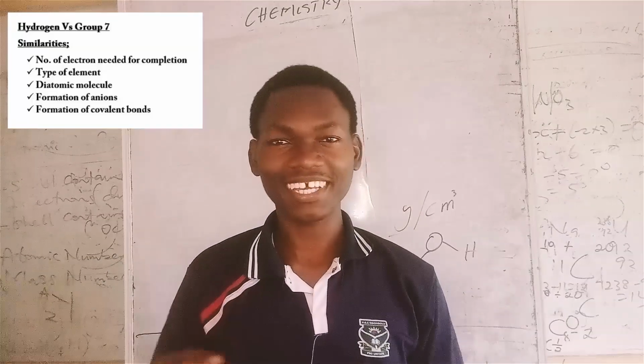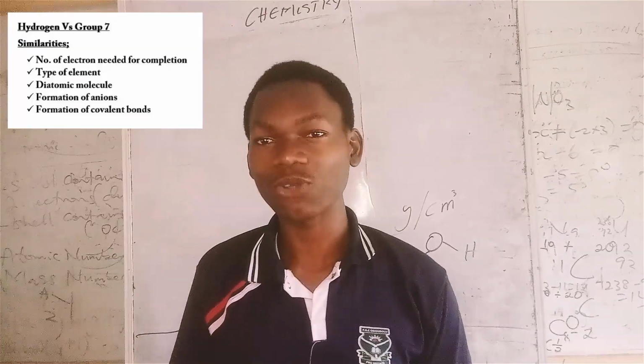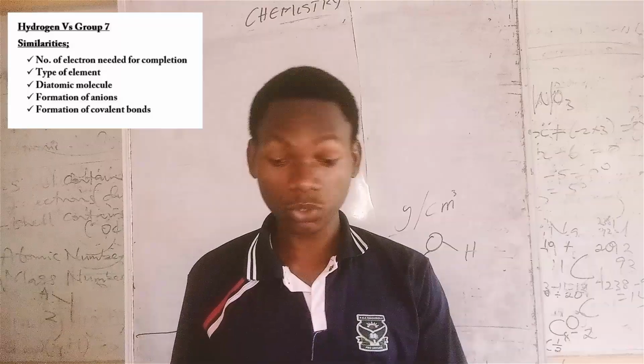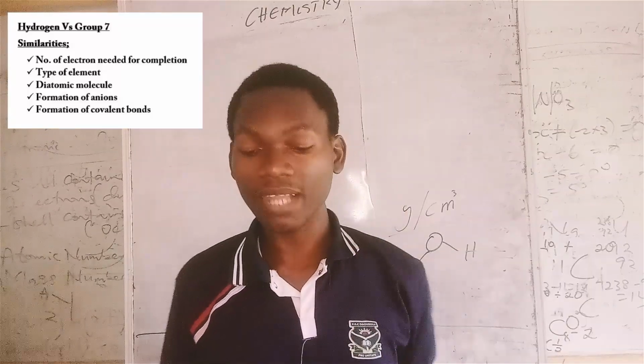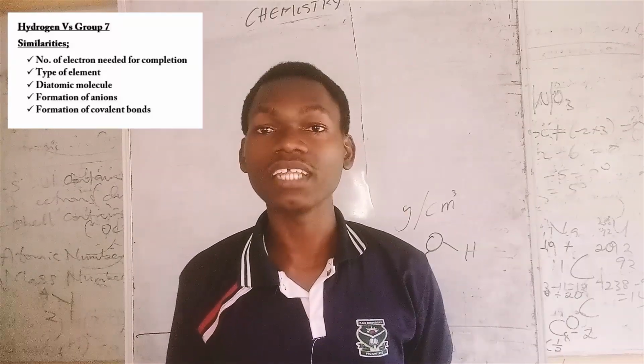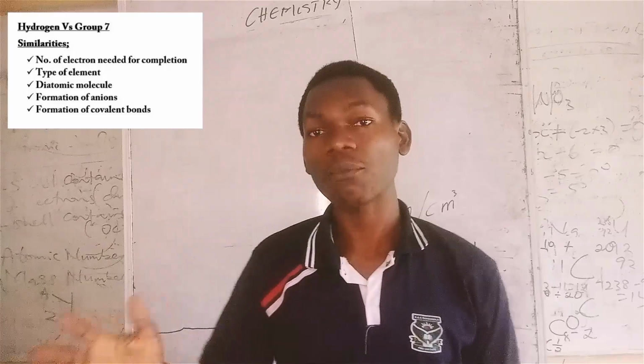Alright, now let's look at the similarities of hydrogen and the halogens. The names sound a bit similar, halogen and halogens, which are the 7 elements. Let's look at the similarities. Number 1 similarity is the number of electrons needed to complete its outermost shell.